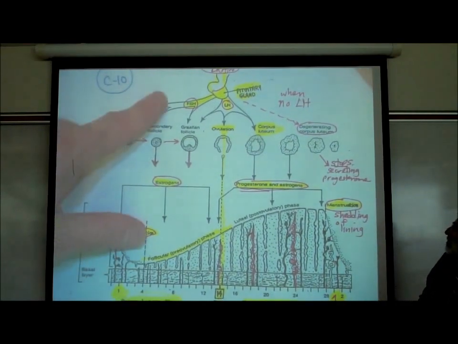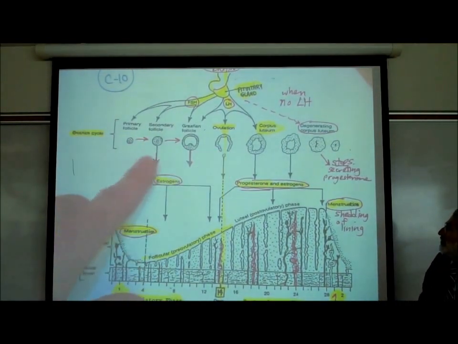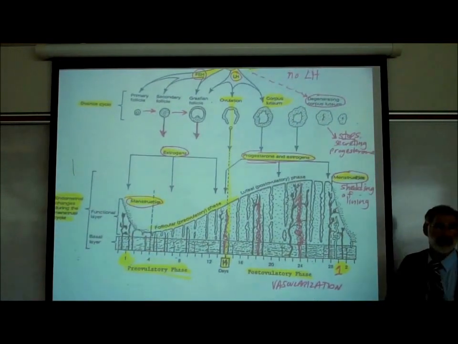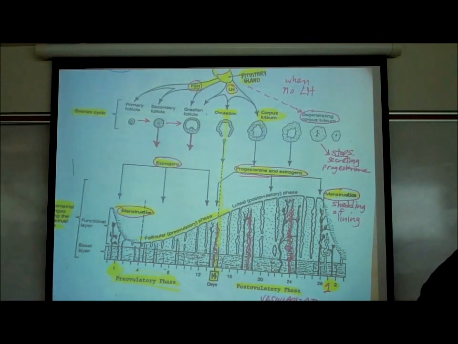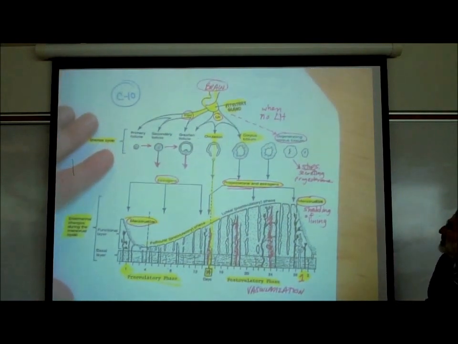The pituitary hormones affect the ovaries. The ovarian hormones affect the uterus. That's really important to understand. You'd say, why? I understand it. Why is it so important? Here's why.